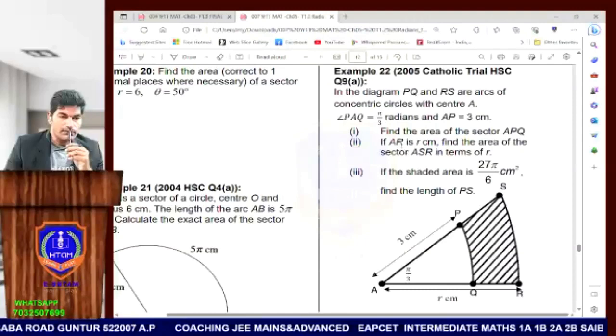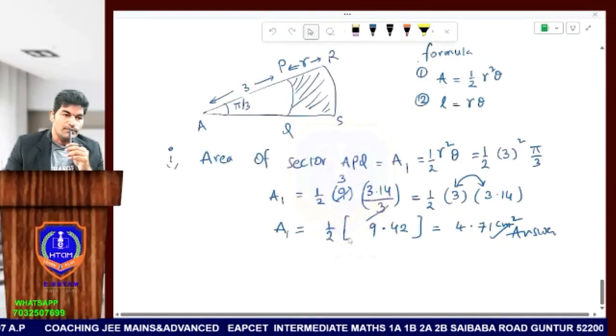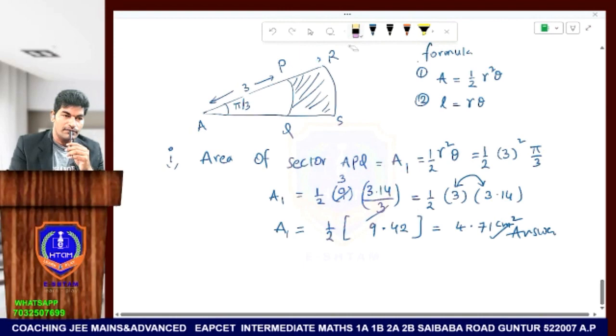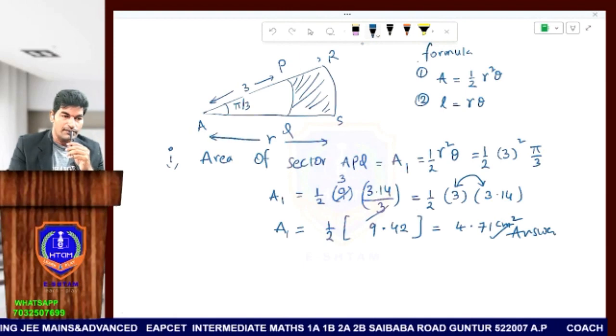Next, second question. If AR is R centimeters, AR from here to here, he said R centimeters. Find the area of sector ASR in terms of R. He said the entire radius will be R, not this one. Just delete this. He said the entire radius was R centimeters for ARS.